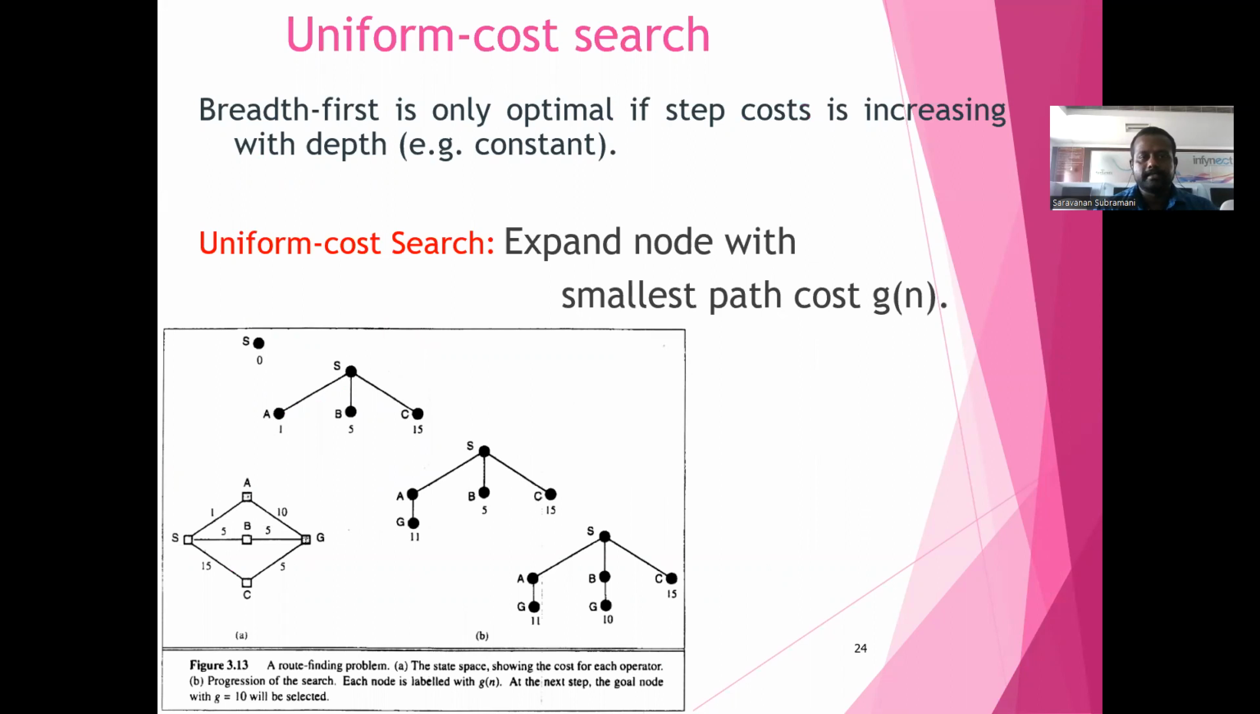So the next one is uniform cost search. Breadth first is only optimal if the step cost is increasing with the depth, that is, for example, a constant. So uniform cost search expands the node with the smallest path cost g of n. This diagram clearly explains how uniform cost search happens.